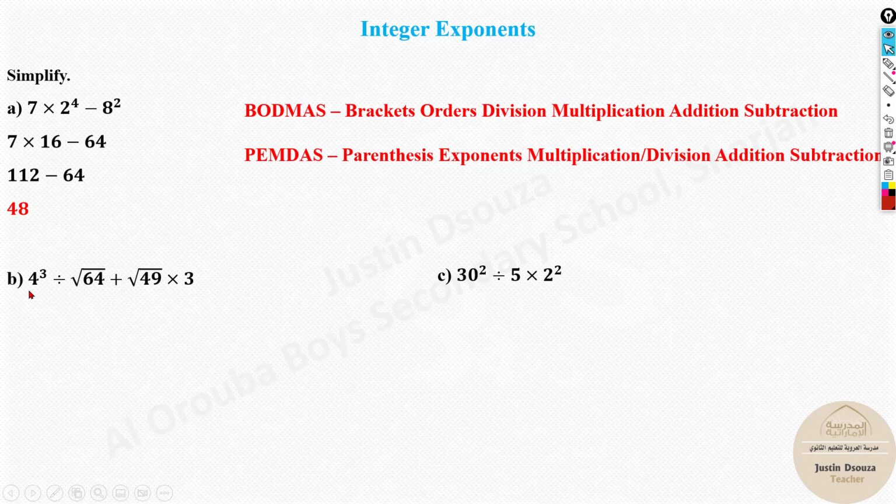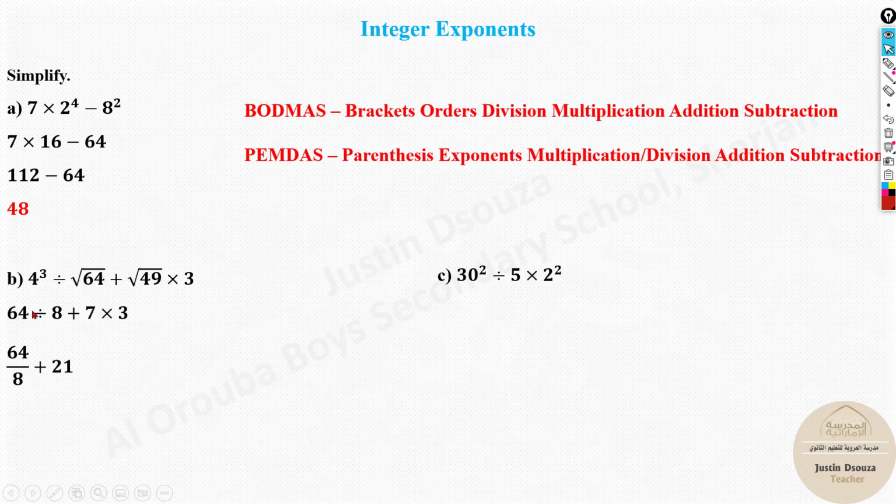Now let us solve this one over here. All the powers first. So powers over here, 4 to the power 3 is 64. The square root is also a power. It is power half. So let's do this. Square root 64 is 8. Square root 49 is 7 multiplied by 3. Now from left to right, 64 divided by 8 plus 7 times 3 is 21.